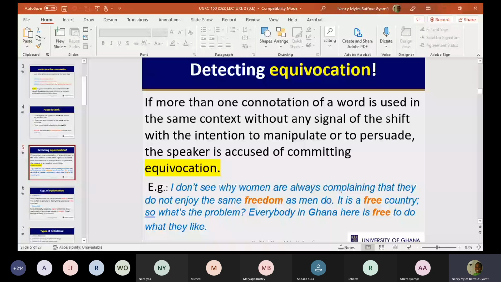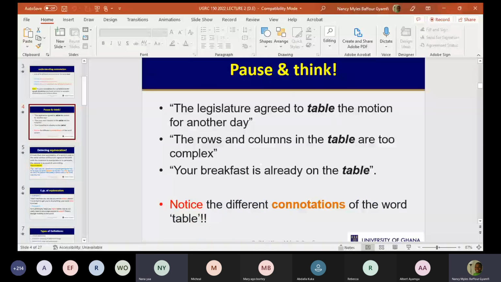Madam, please read for me now. Thank you. Please read for me. Is my screen still, is it back now? Yes. Please, it still has the detecting equivocation. My screen still has it. That's what I want you to read, because I want you to read the example down there.